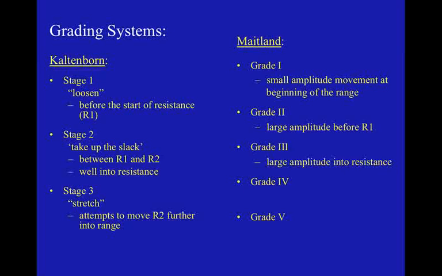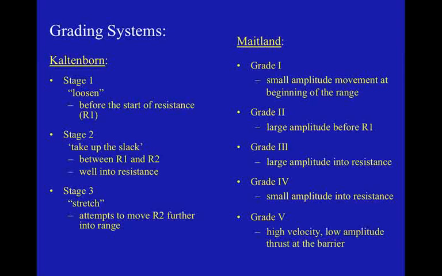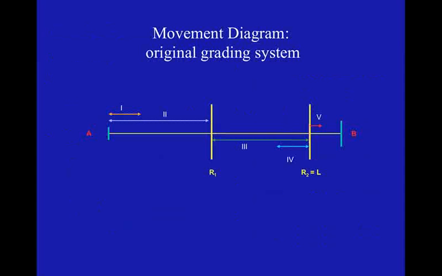Grade 3 is large amplitude moving into the resistance, so between R1 and R2. And grade 4 is also into the resistance, but a smaller amplitude. Grade 5 is the high velocity, low amplitude thrust at the barrier, which we refer to as a manipulation technique. So let's start by describing the original grading system on the movement diagram.